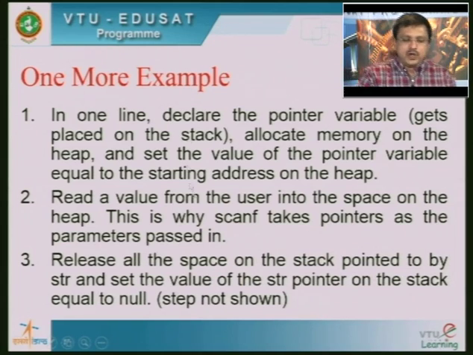One more example: in one line, declare the pointer variable. This is just to re-emphasize how you have to use the space on the heap. When you declare a pointer variable, you are basically placing it on the stack. Then allocate memory on the heap. You do that basically using malloc or calloc, and set the value of the pointer variable equal to the starting of the heap. Both malloc and calloc do this for you. Read a value from the user into the space on the heap. This is why scanf takes pointers as the parameters passed in.